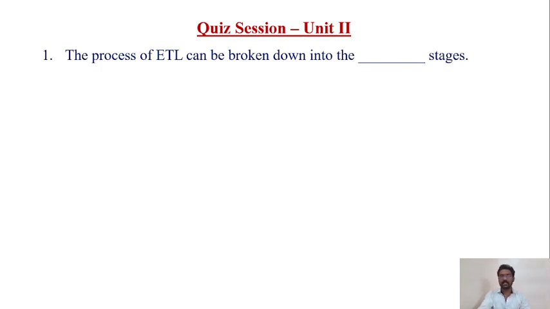The first question asks: the process of ETL can be broken into how many stages? The options are 2, 3 and 4. Generally ETL means extract, transform and load, so it is 3 stages. The correct answer is 3. The correct answer is given after discussing with the students.